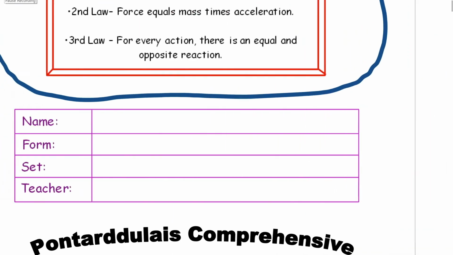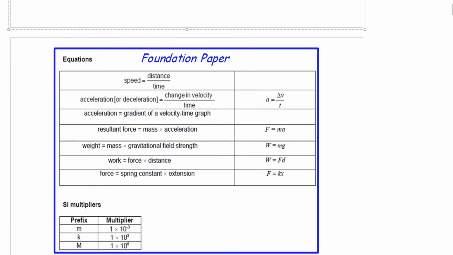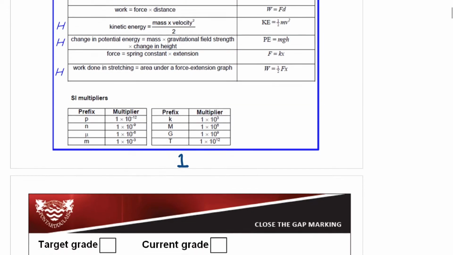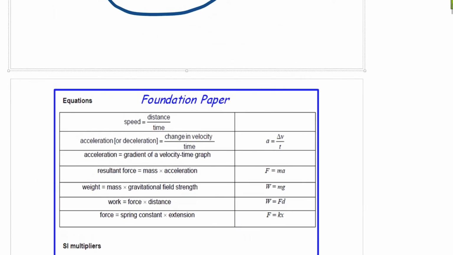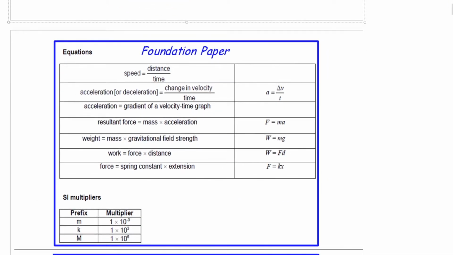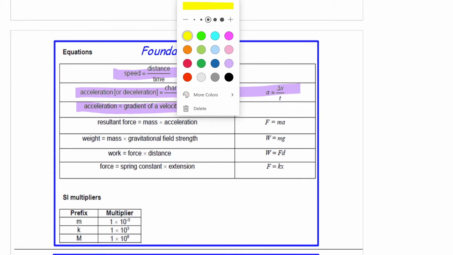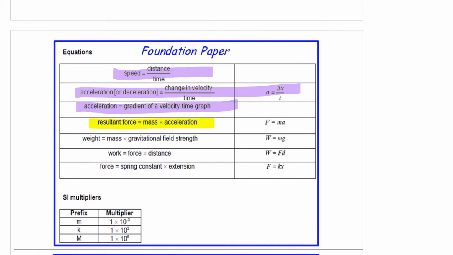So, as I've said, just fill in the front of the booklet. This is page 1 inside your booklet, exactly the same as page 1 in your previous booklet. It just shows you which equations you'll be given in the exam. And for foundation tier, we've already covered these first 3 equations, and during this topic you're going to be certainly using that one. You'll be using this one today. Weight is mass times gravitational field strength.